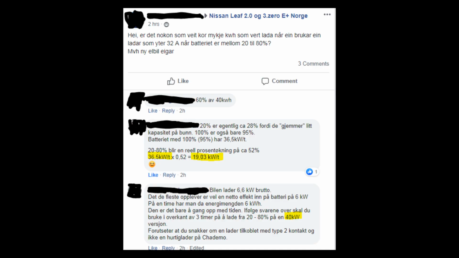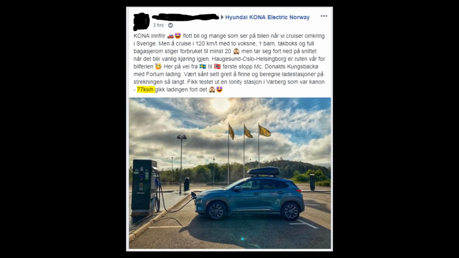So again, wrong units here. They have kilowatts per hour. No. And 2 mistakes in 1 screenshot. That's a headshot, right? Yeah, 40 kilowatt, again, the wrong one. Okay, last one here for now.